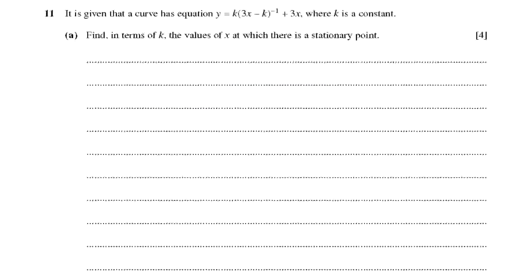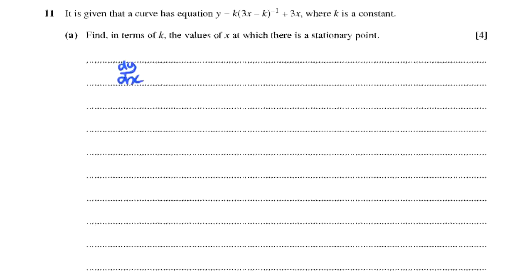It's given that a curve has the equation y is k, 3x minus k to the minus 1 plus 3x, where k is a constant. Find in terms of k the value of x at which there is a stationary point. Right, so for a stationary point, we know that the derivative is 0. So we need to find the derivative to find a stationary point.